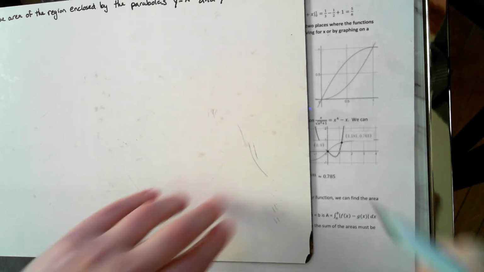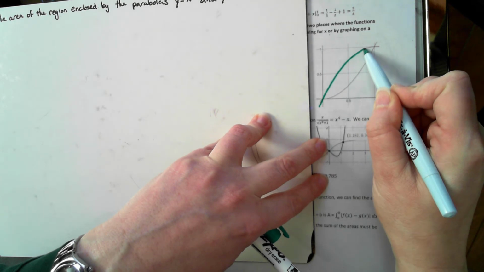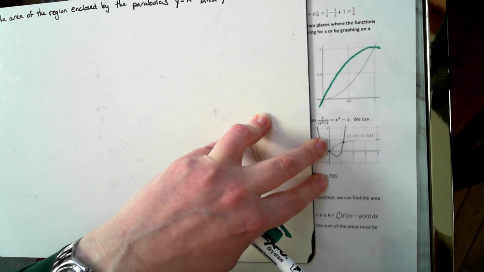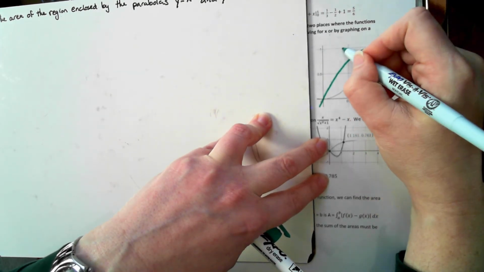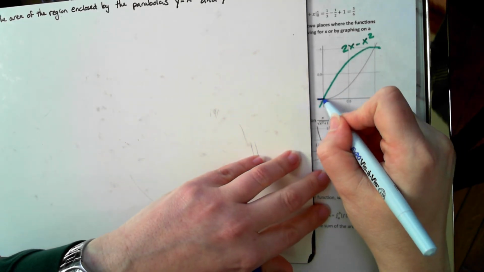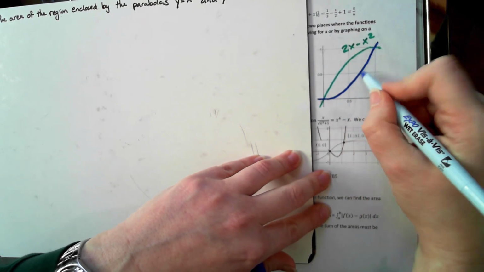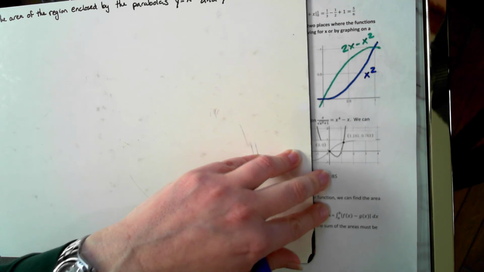Now what I've done is I'm going to highlight in green the parabola that is above. This is going to be the 2x minus x squared parabola. And then I'm going to highlight in blue the graph that's below. That's this one here, and this is the x squared parabola.